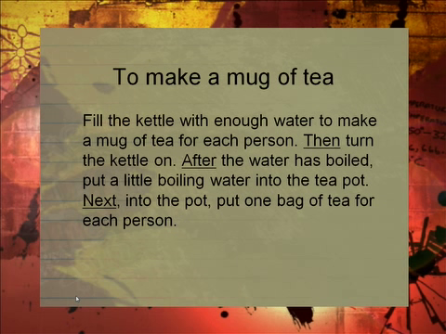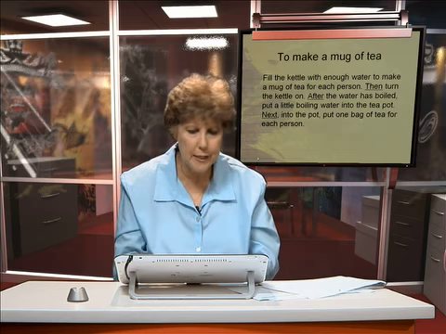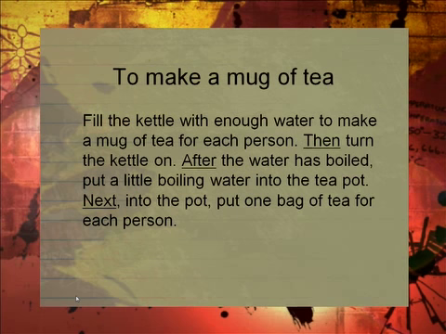Let's just have a look at an example here. To make a mug of tea. This is an explanation about how you make a mug of tea. Fill the kettle with enough water to make a mug of tea for each person. Then turn the kettle on. After the water has boiled, put a little boiling water into the teapot. Next, into the pot, put 1 bag of tea for each person.